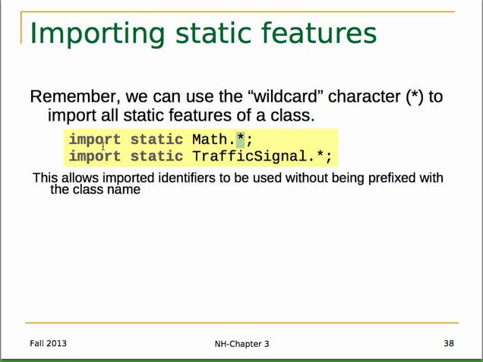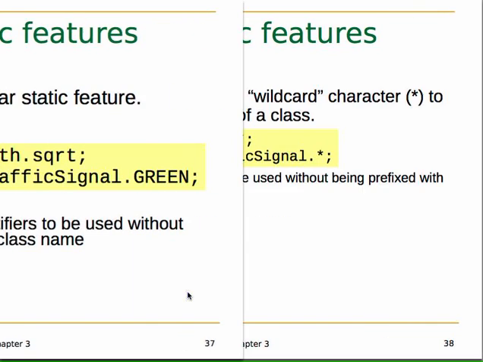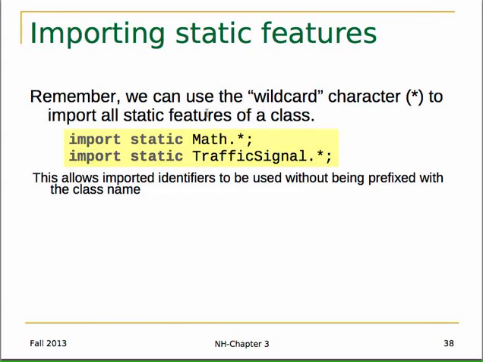And you can do the same thing with this class that we just set up. Let's say it has a bunch of static data members. We can import all of them so that we can use them without saying TrafficSignal.green. Just say light is equal to green. That's it. So it's a nice new feature that's available in most recent versions of Java. Okay, stop here.